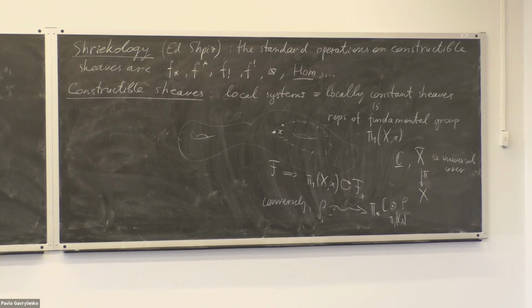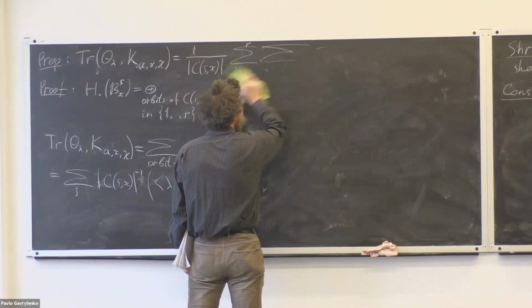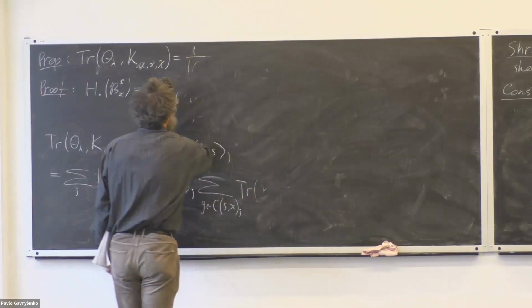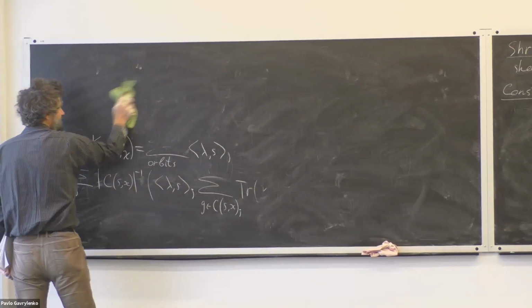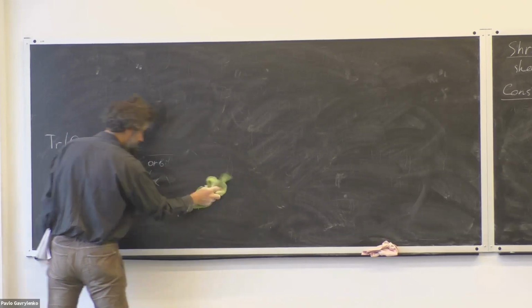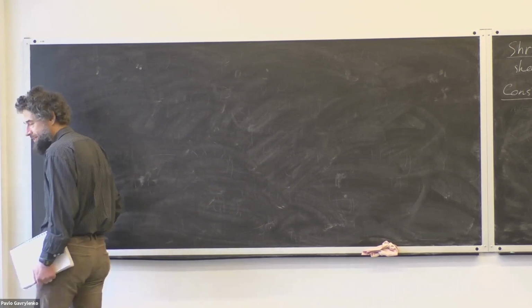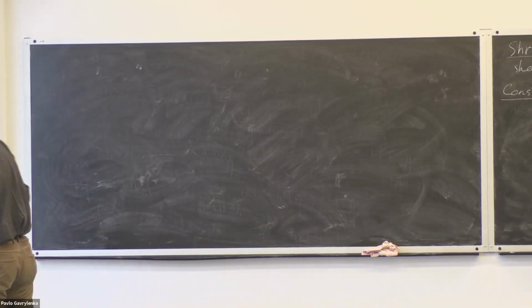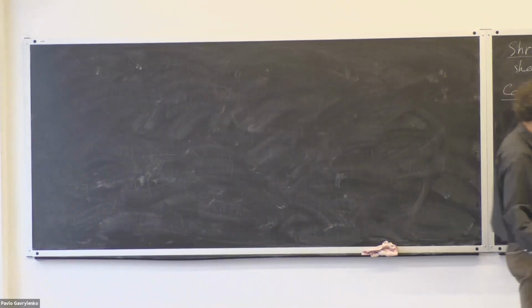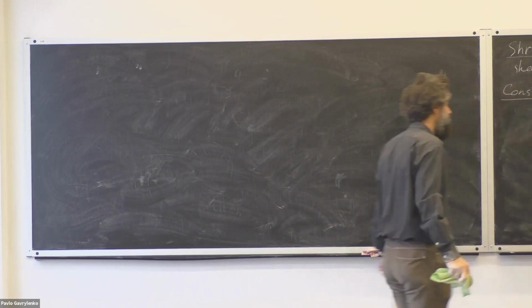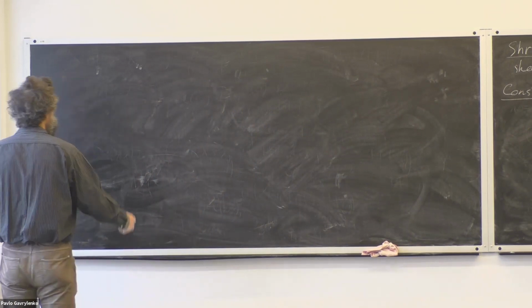So the constructible sheaves are called constructible because they can be described somehow pretty economically. Like if they're local systems, you need only just one representation of the fundamental group. Typically, to describe a sheaf, you need much more data. But for a local system, just one representation of one group. Okay.